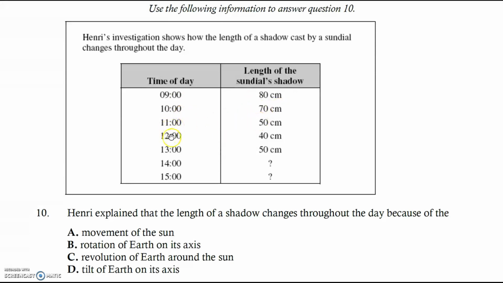At 11, it was 50. At 12, it was 40. And then at 1300 hours or 1 p.m., it was 50 centimeters. And then we don't know what the length was here. So this will be our question. Henry explained that the length of a shadow changes throughout the day because of the A, movement of the sun, B, rotation of Earth on its axis, C, revolution of Earth around the sun, or D, the tilt of Earth on its axis.